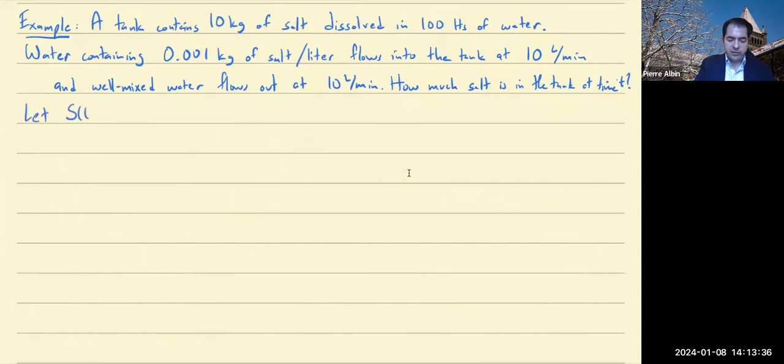Let's let S of t be the amount of salt in the tank at time t, measured in kilograms. Right? So the first thing they tell us is that at time 0, there are 10 kilograms of salt. Then what else do they tell us?